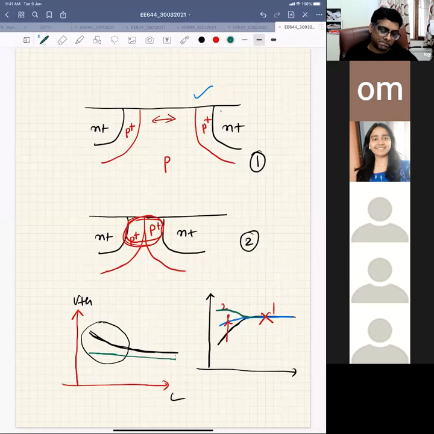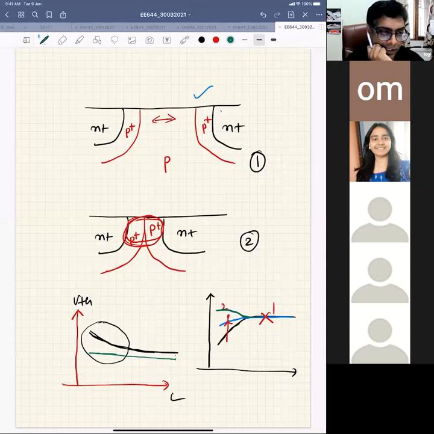Yes. So this is the job of a designer, how you want your VTH versus L curve to look. But it should follow a trend, right? If we are reducing the length and we have done the halo doping, VTH should increase.